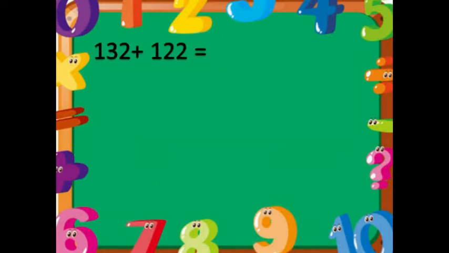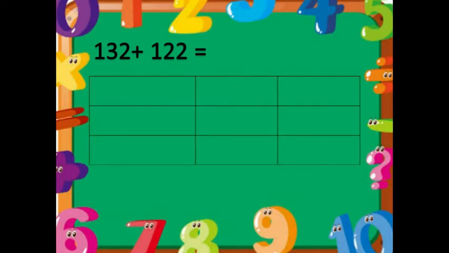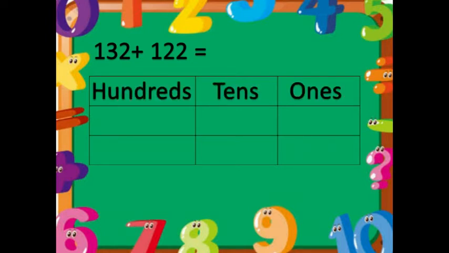Next, we have here 3-digit numbers. We have 132 plus 122. So we still have here our place value chart. Because this is a 3-digit number, we also need to use 3 place values, which is the ones, tens, and the hundreds.